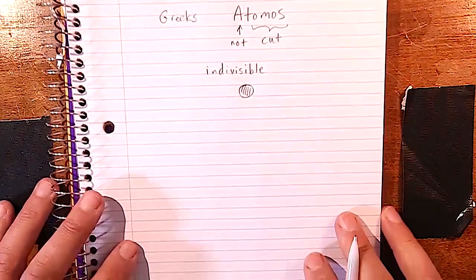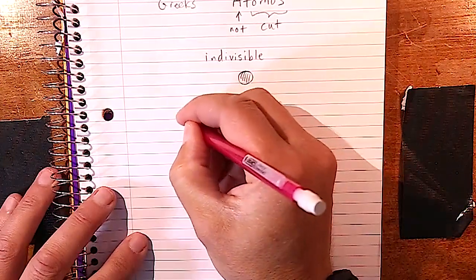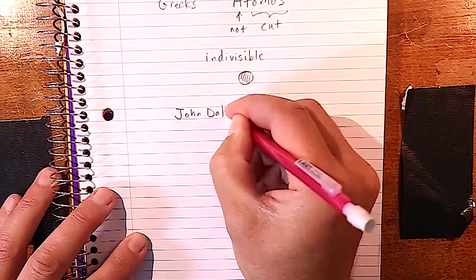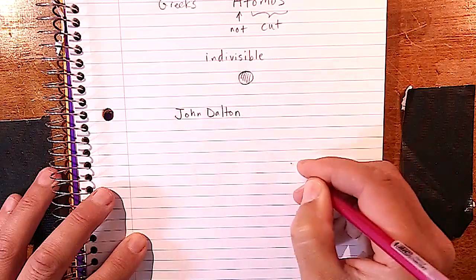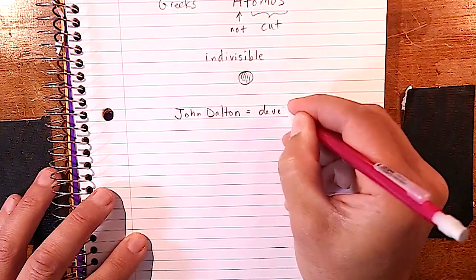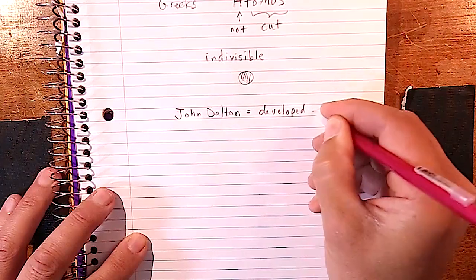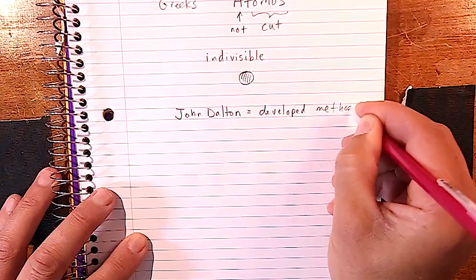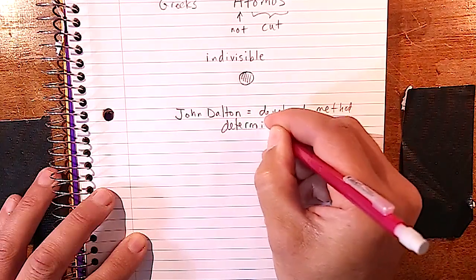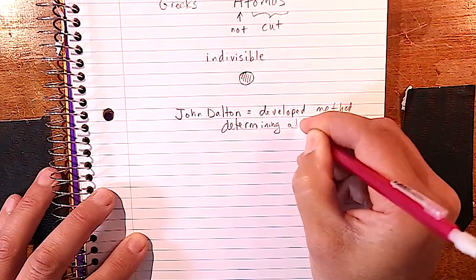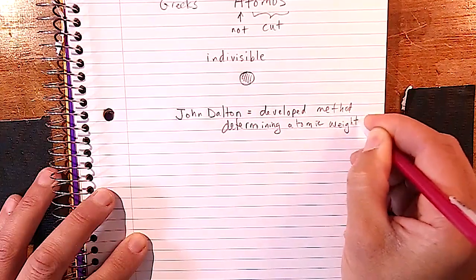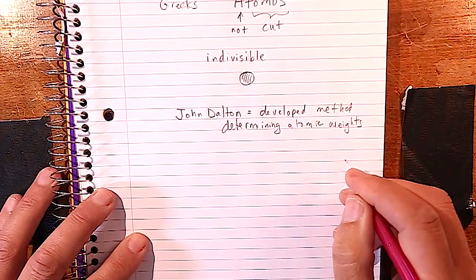It wasn't until the early 1800s that a guy came along called John Dalton. John Dalton was a chemist, and what he did was he developed a method for determining atomic weights. So what this meant was that he could take elements and figure out the weight of each one.